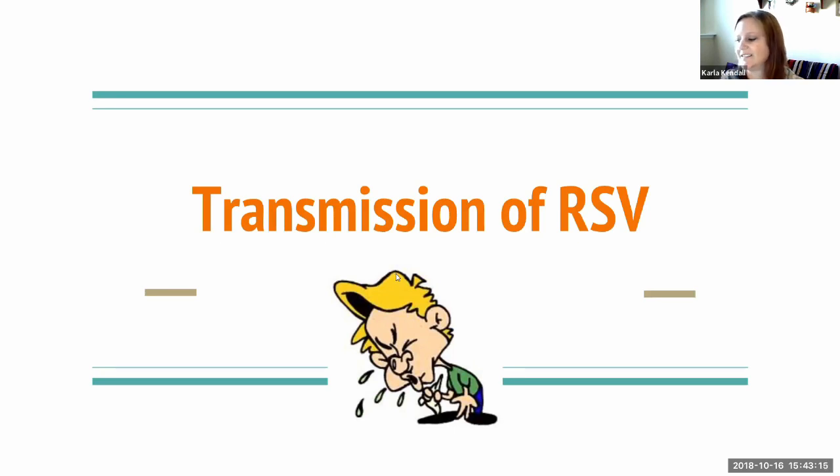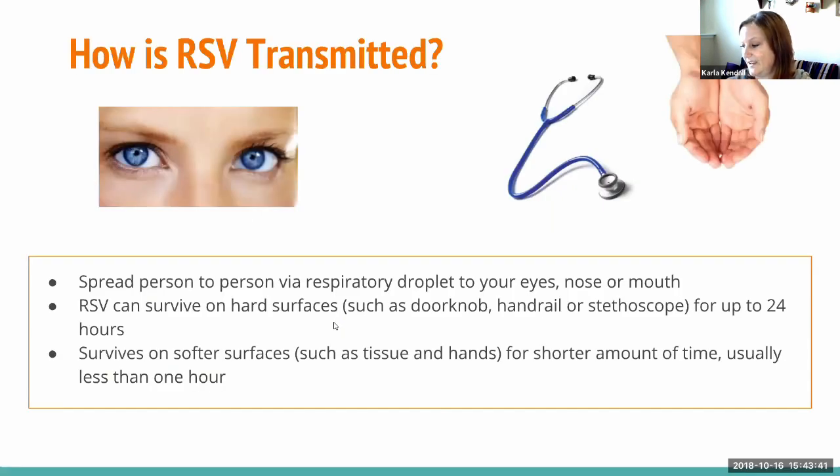Hello, my name is Carla Kendall, and I'm going to talk about how RSV is transmitted. RSV is spread from person to person by way of respiratory droplets when they come in contact with your eyes, nose, or mouth. RSV can survive on hard surfaces such as a doorknob or handrail for many hours. It survives on softer surfaces such as tissue or hands for a shorter amount of time. This is why it is important to remember proper prevention techniques to reduce our transmission of RSV.